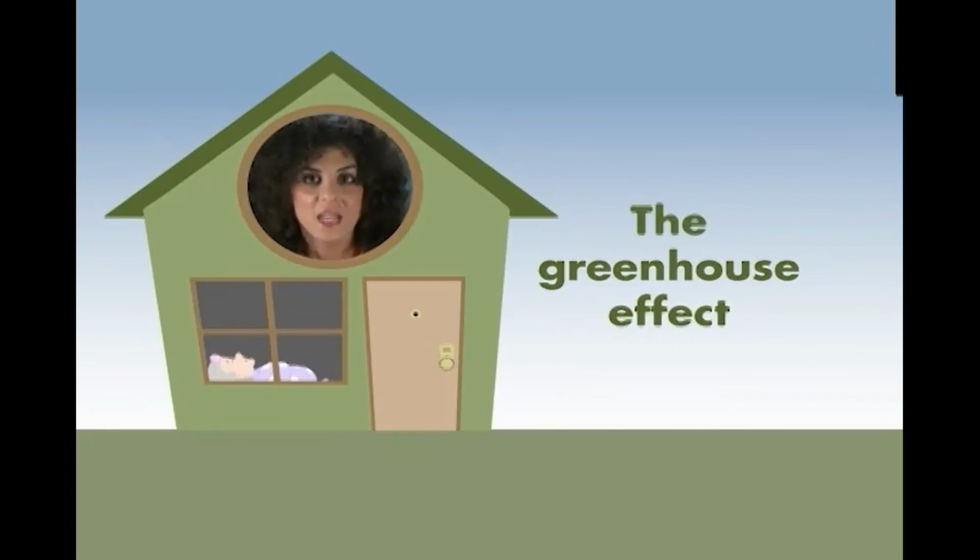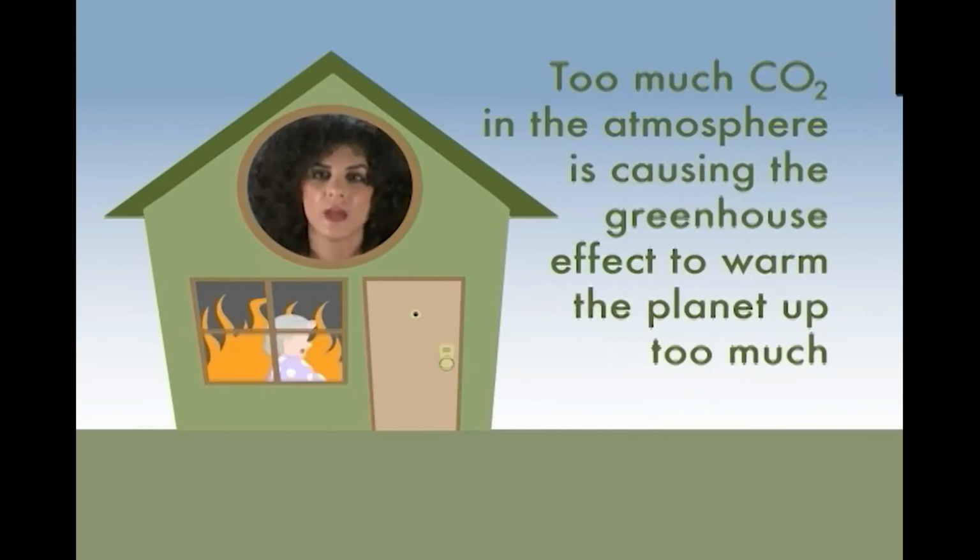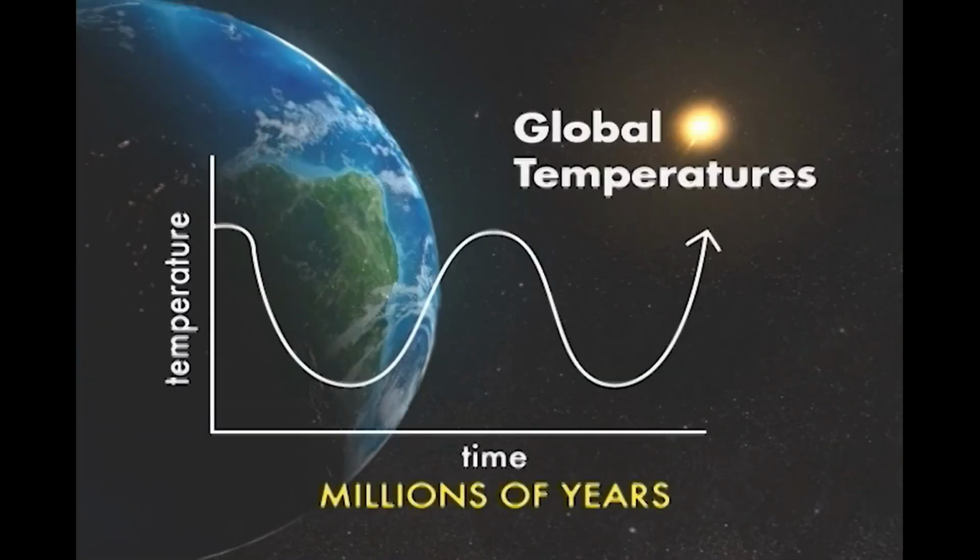You see, extra carbon dioxide in the atmosphere kicks a natural process called the greenhouse effect into overdrive. Under normal circumstances, the greenhouse effect is a beneficial process that keeps the planet warm enough to support life. But too much carbon dioxide in the atmosphere is causing the greenhouse effect to warm the planet up too much. Global warming is an example of how natural Earth processes can get thrown off kilter due to human interference. Sure, it's normal for global temperatures to go up and down over time, but this usually happens in geologic time, over millions of years. Global warming is causing the planet to get warmer over time spans as short as decades.